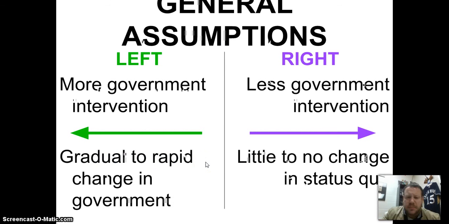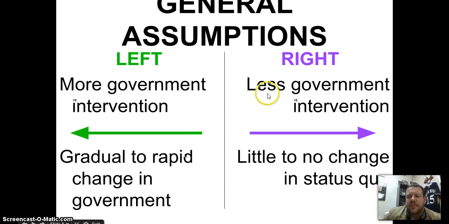Here are general assumptions. So, left and right. Left means typically the government gets involved more in people's lives. So the government is going to do more things to impact the lives of people. Also, they want either a gradual or a rapid change in government. They want to change how the government looks to improve it or to make it better in their own view at least.